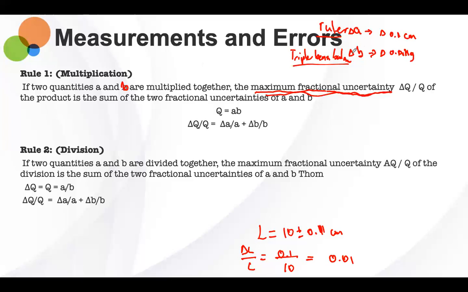And we would do the same thing for B. Let's just say it is mass. You'd have 0.01 over whatever value you got for your mass, and then the addition of those two would give you the fractional uncertainty for Q. Is that better now? You understand now?